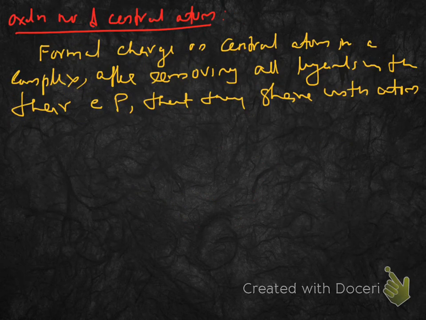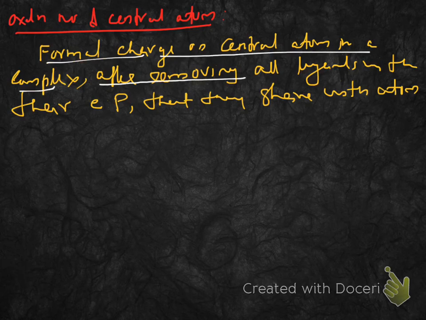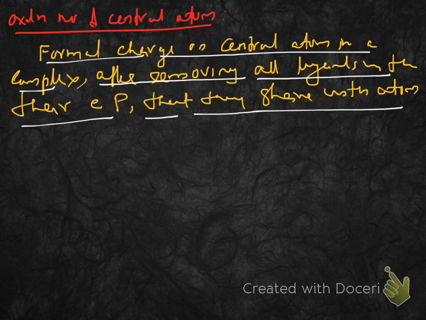Now, oxidation number of the central metal atom or ion. It is the formal charge on the central atom in a complex after the removal of all ligands with the electron pair that they have shared with the atom. If the ligands go out with the lone pairs they shared with the central metal, the charge remaining on the central metal ion is called the oxidation number.